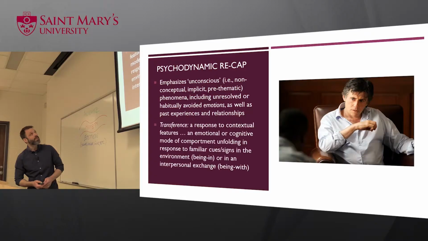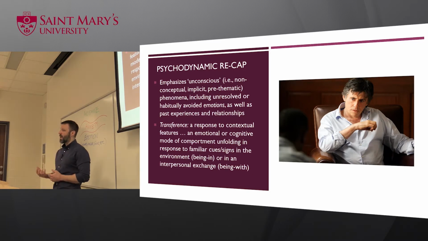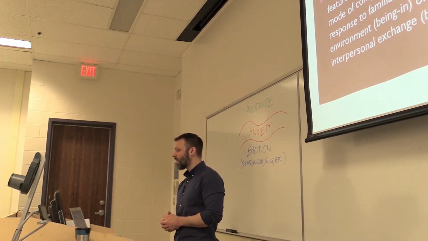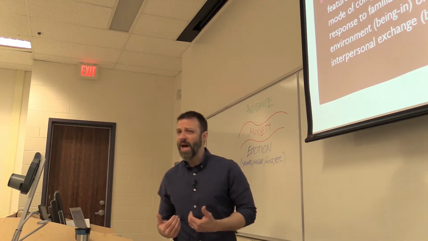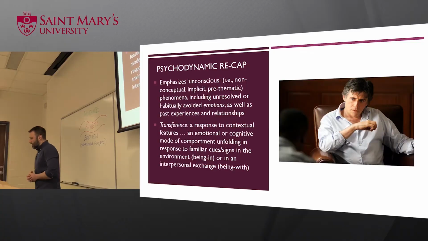toward other people. We talked about transference as being a response primarily to contextual features. It's an emotional or cognitive mode of comportment, directing itself toward. It doesn't have to be in this thematic way. It usually isn't. And it unfolds in response to familiar cues or signs in the environment. They're familiar based on our past experiences and learning. And usually a kind of, not a knowing that, but a know-how, like an implicit intuitive learning. So it plays out in the environment, our being in the world, or within an interpersonal exchange.